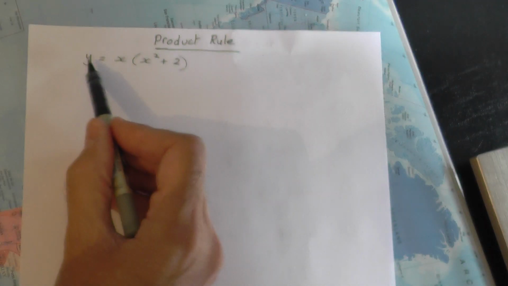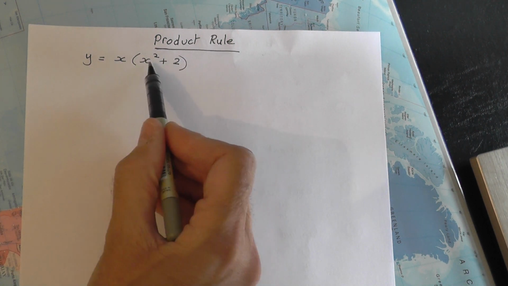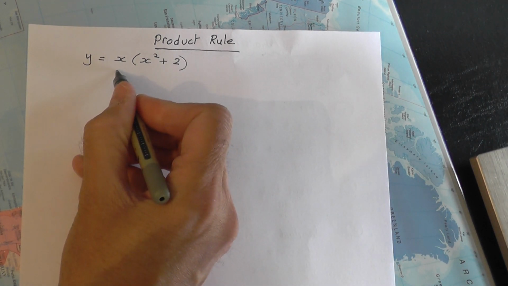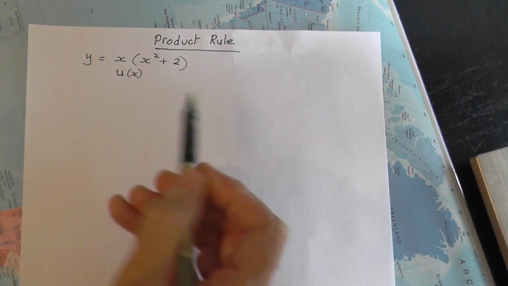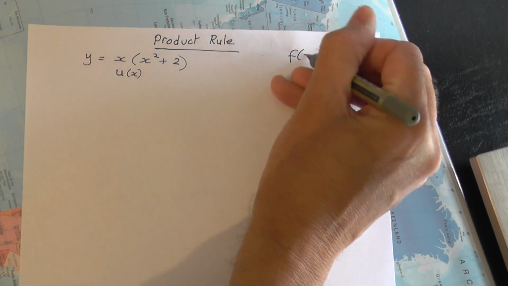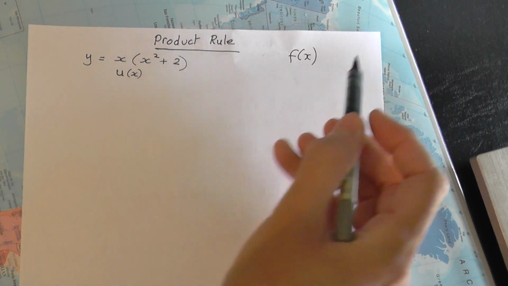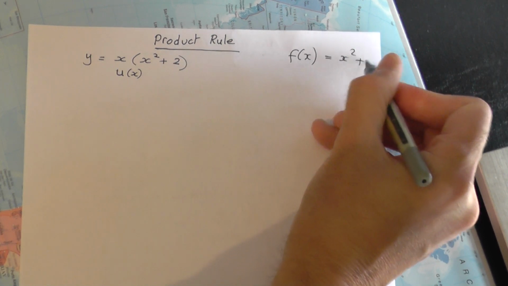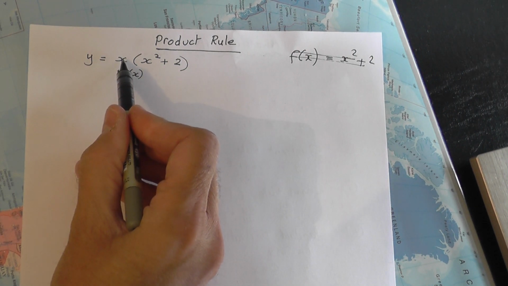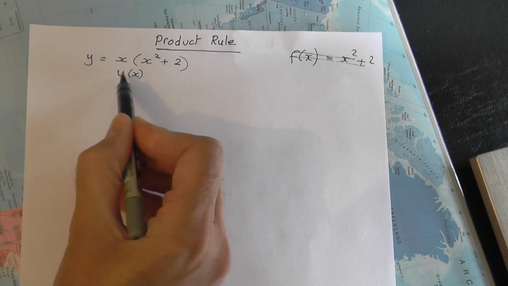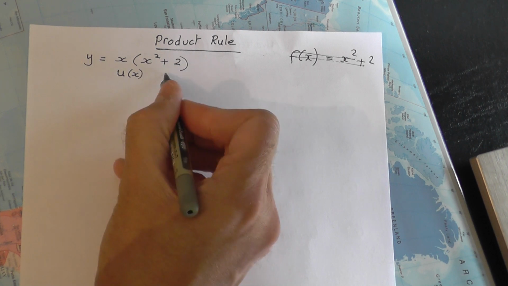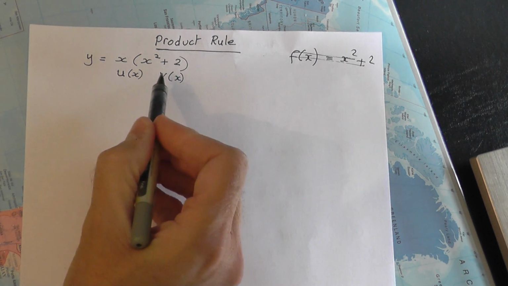So what you've got here is a function of x and another function of x, and they're being multiplied together. In this work, the first function of x is known as u of x. u of x is just a notation. In the past we've seen f of x, which stands for function of x, so for example f of x could be x squared plus 2. But in this case the first function of x will be known as u of x, u for short. And the second function is x squared plus 2, which is going to be called v of x, or just v for short.